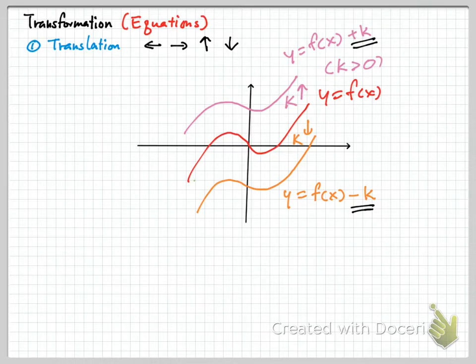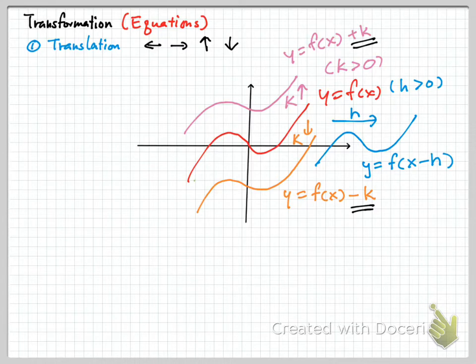Now left and right is another story. When you move it to the right hand side, like this, say you move to the right by h units, where h is greater than 0, there are two differences. Number one, it is subtraction instead of addition. Number two, the change is applied inside the bracket. It's f of x minus h, if it is moved to the right hand side by h units.